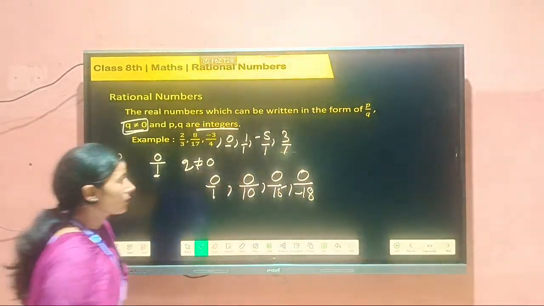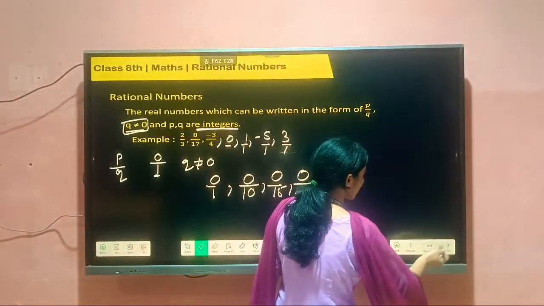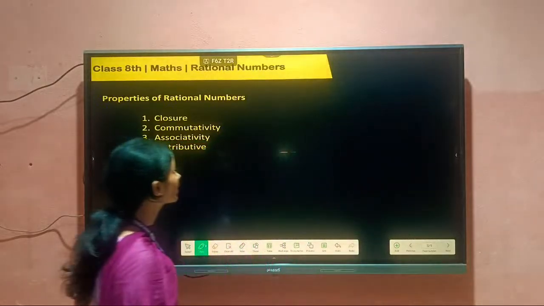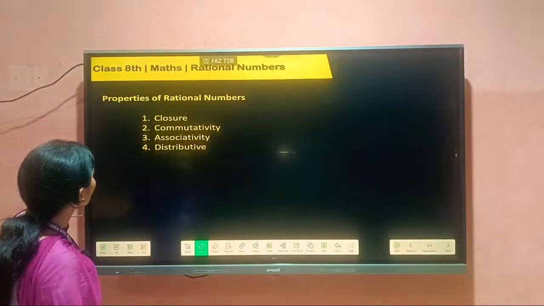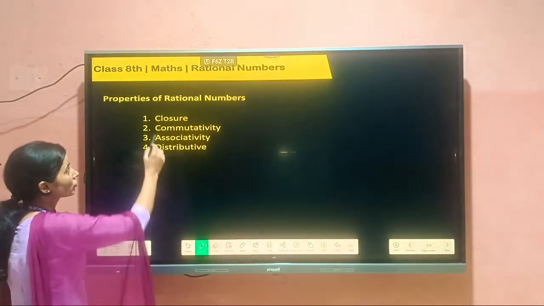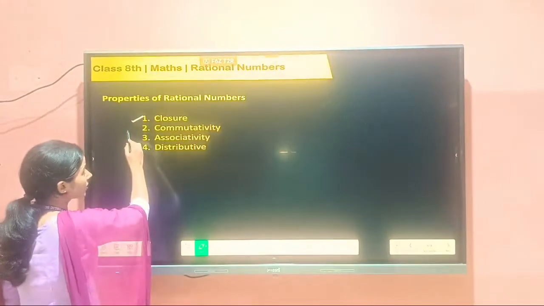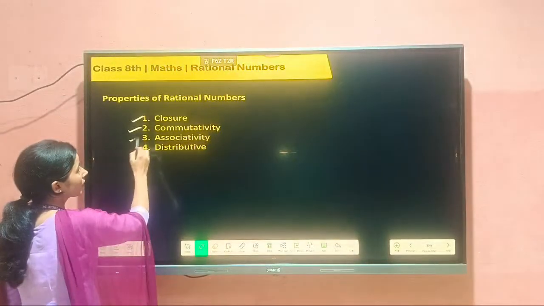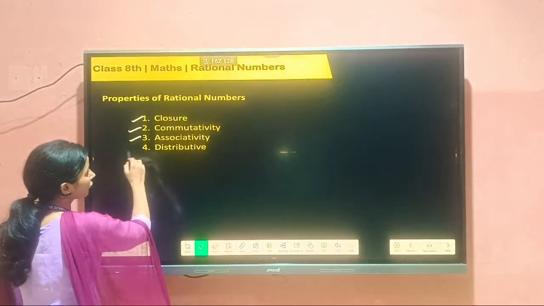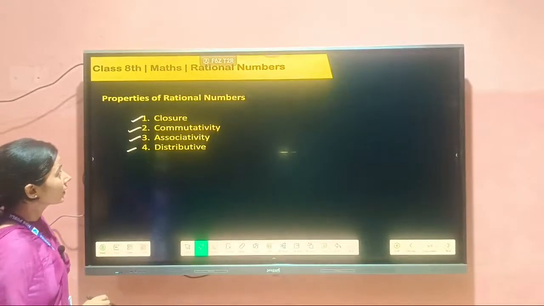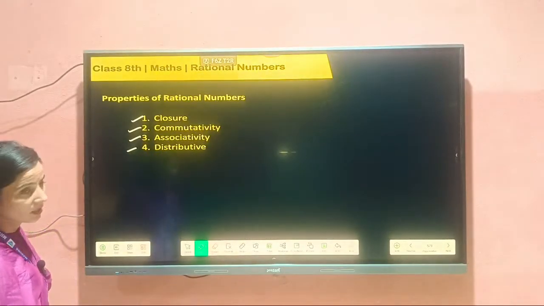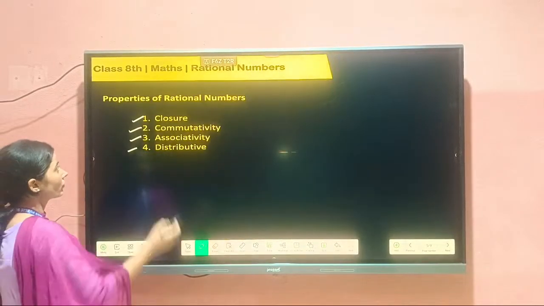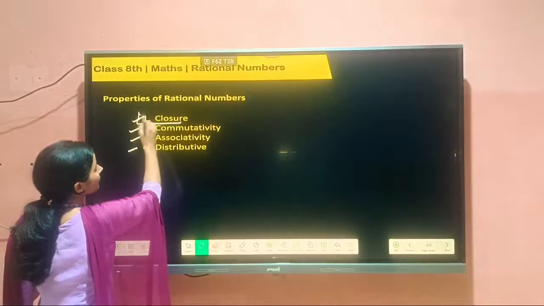Okay, now after this, there are some properties of rational numbers which we need to discuss in this section. See, what are those properties of rational numbers? First one is closure property, second one is commutativity property, third one is associativity property, and fourth one is distributive property. These are the four properties that we need to discuss for rational numbers. One by one we will discuss. Let us start from closure property.